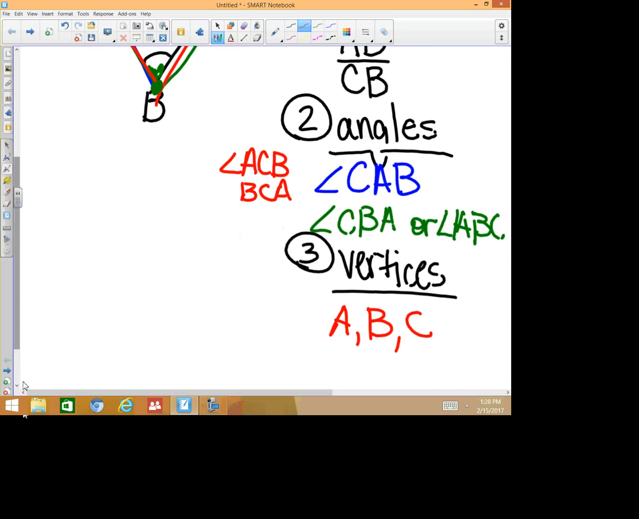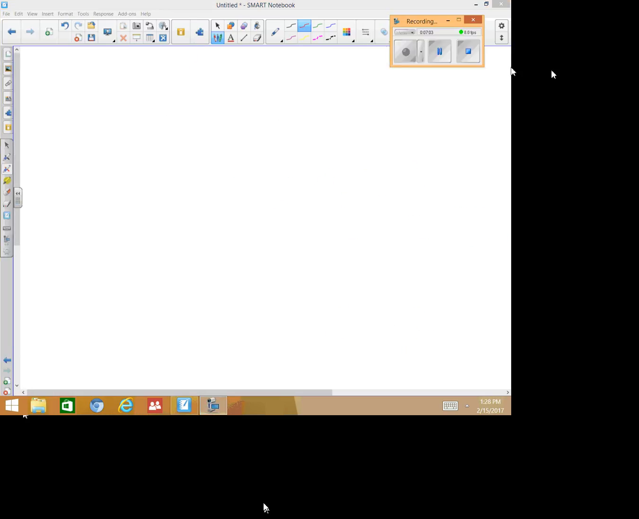Okay, so now we are going to talk about the base and the height. So you will need your ruler, a base. Let's look at this triangle. Let me draw one.